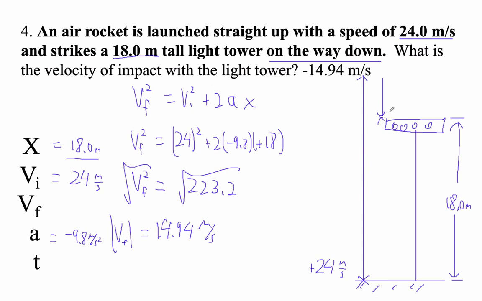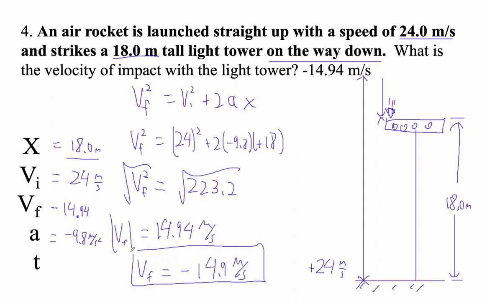Now, if it strikes the tower going down, whoops, got to draw the fins, right? If it's going down when it strikes the tower, it has to be negative 14.94. So Vf is going to be negative 14.9 meters per second. And the negative we put on there, we put it on there because we know it's going down. If you don't put it on there, it's not correct.